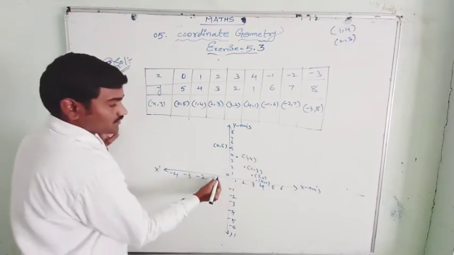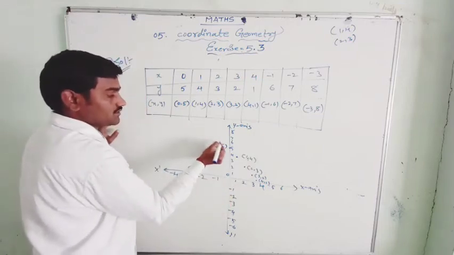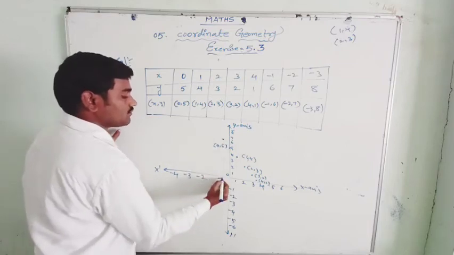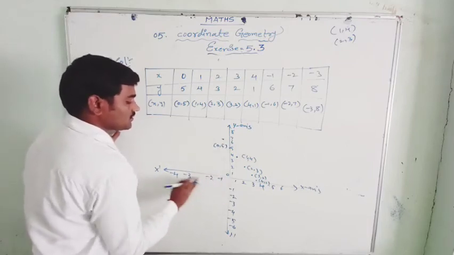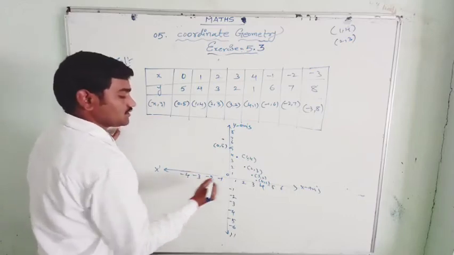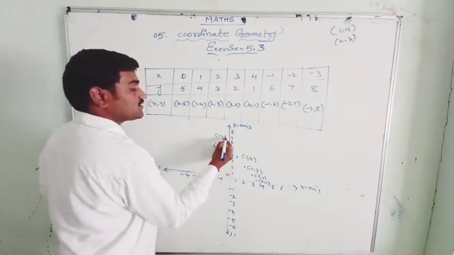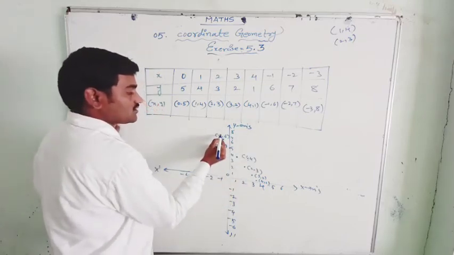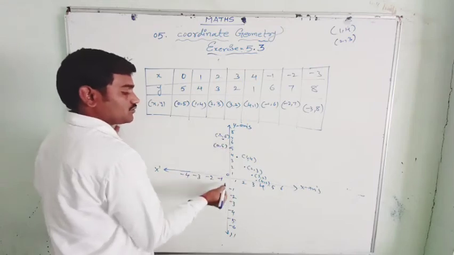Next, what do we have? (-1, 6). The point comes here, (-1, 6). So they should be at equal distance. Next, (-2, 7). It comes here, (-2, 7).